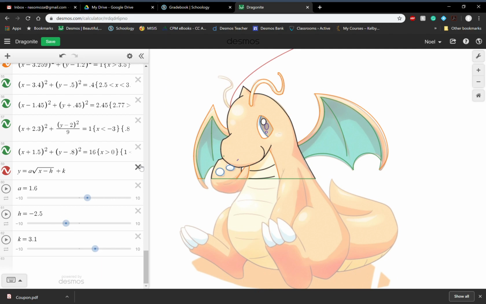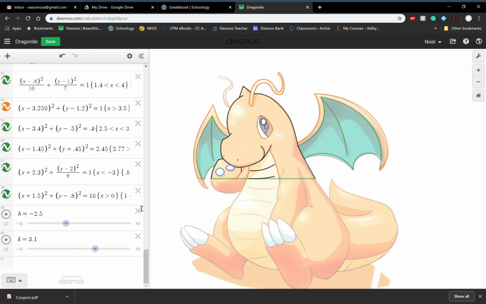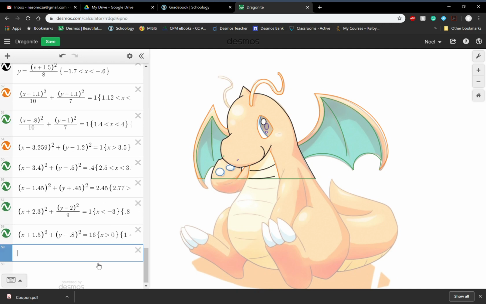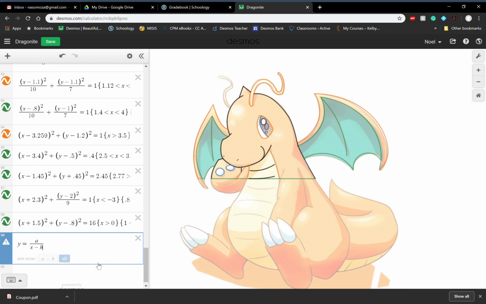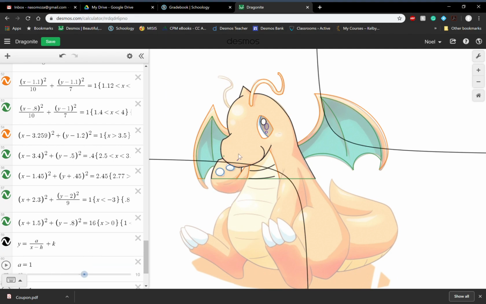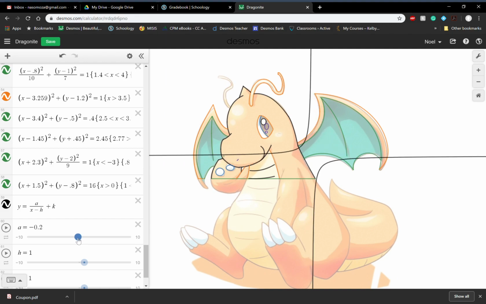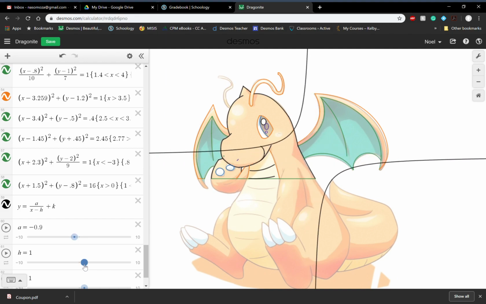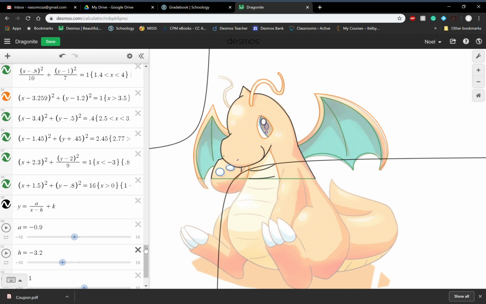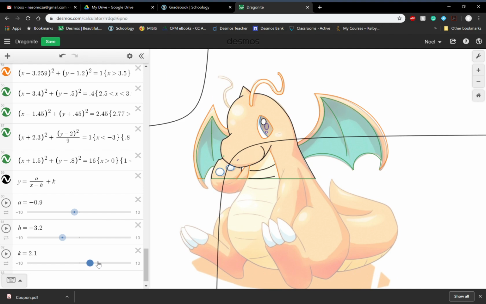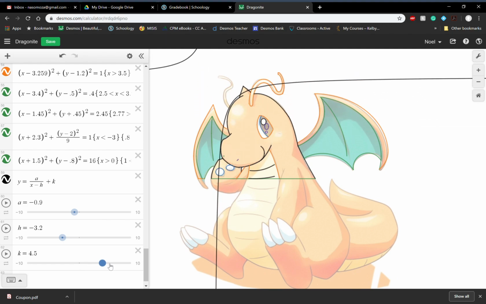So let me try something different. Let me try a radical function. Not a radical, a rational function. So let's try with y equals a divided by x minus h plus k. Okay, and then we'll select the sliders once again. Alright, so then let's try using some of these. So I'm going to try sliding this up. And then a little bit more over.